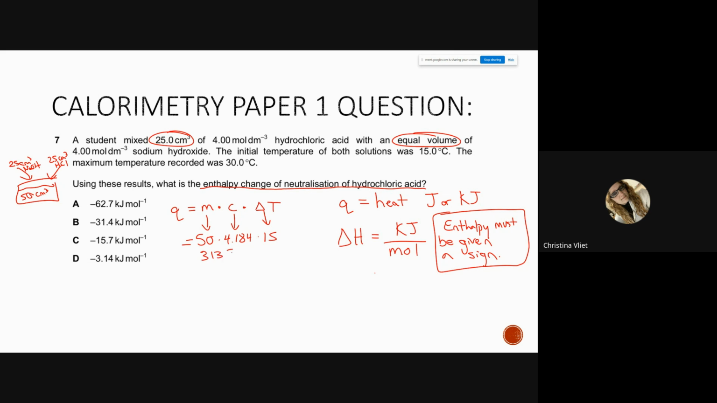Check to see if you get the same thing or something very close. 3138. I did, yeah, 3138 is good. 3138 joules.